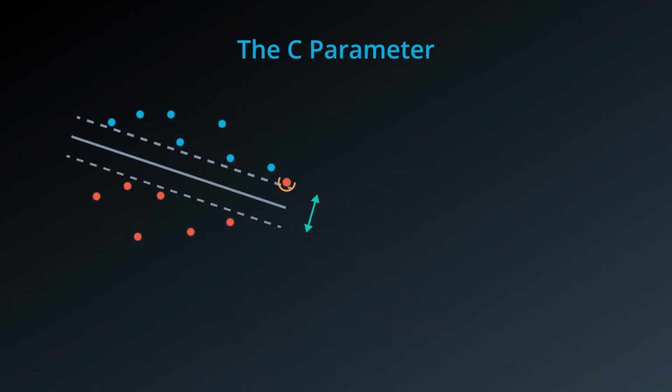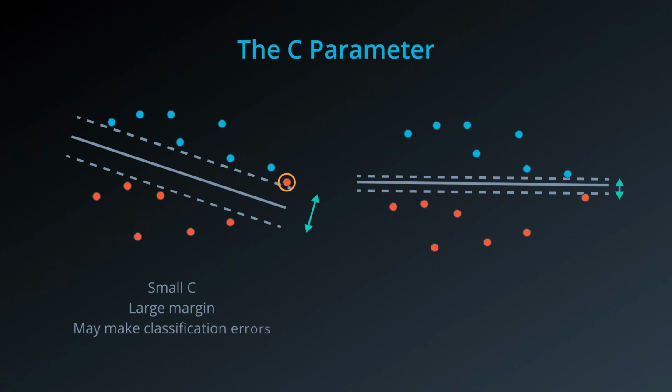So here's a cheat sheet for you to remember. A small C is going to give you a large margin and it may make some classification errors, whereas a large C will classify points very well, but the payoff will be that it may have a very small margin. And the C is a hyperparameter, and in order to tune it correctly, we'll have to use techniques such as grid search, etc.